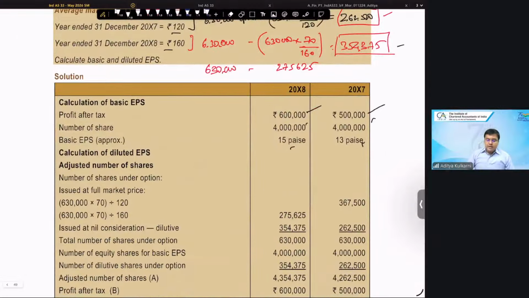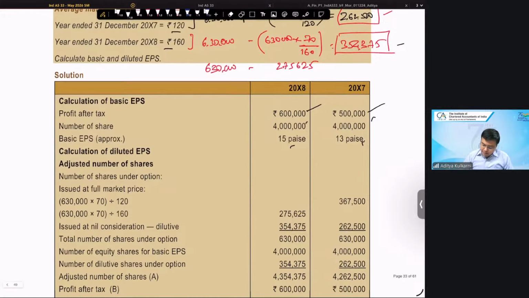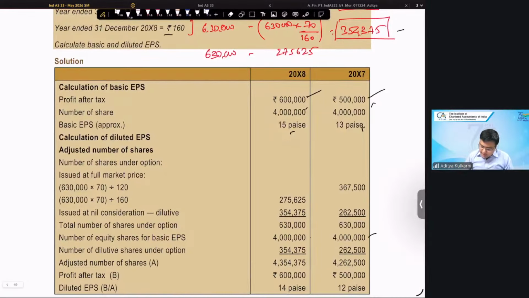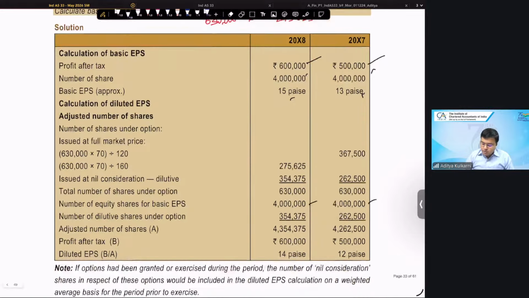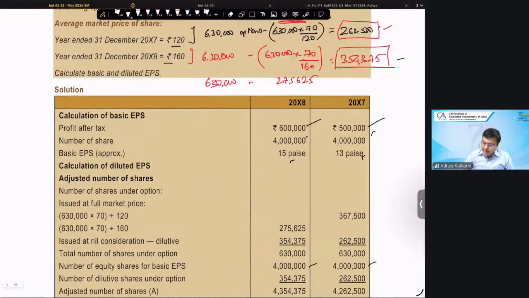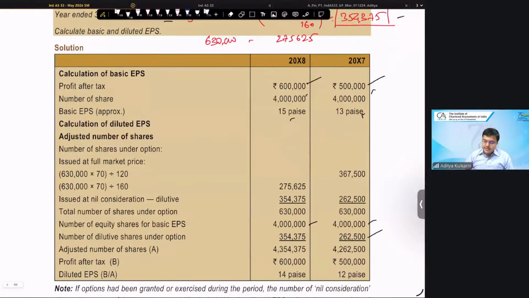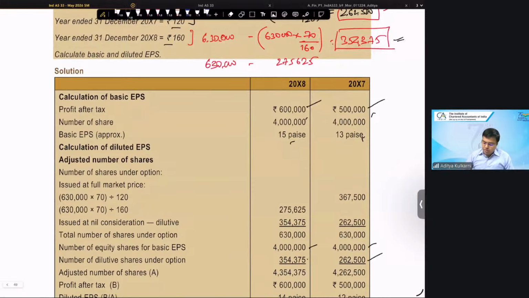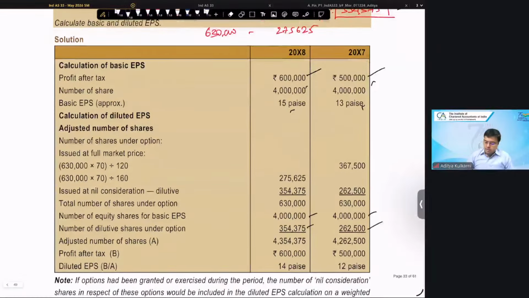Now, for diluted EPS, how many shares will I consider? 40 lakh, the actual shares in issue. Potential shares will be 2,62,500 for last year and 3,54,375 for the current year. So you add that and then do the working: 14 paise and 12 paise. Are you able to follow?